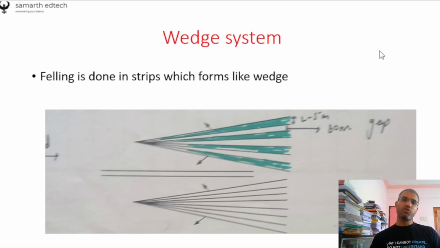So it can happen that UPSC will directly ask a question: write the entire forms of shelter wood system. Sometimes they generally ask this question in the interview. So try to remember what is a wedge system, that's it.